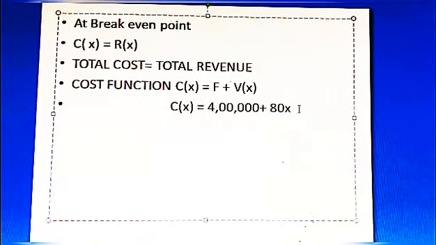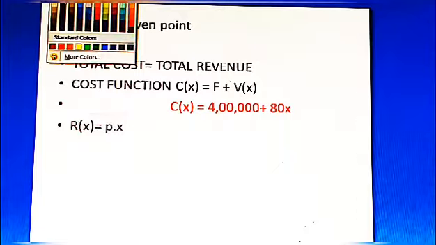Here, in order to find the break-even point, we should know C of x and R of x. C of x we have just found out. We have to find what is R of x. So what is the formula to calculate R of x? The formula for finding the revenue: R of x is equal to p times x, small p times x. This is the formula to calculate the total revenue.